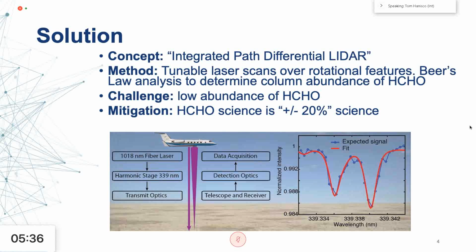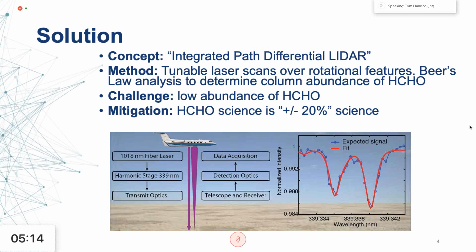The challenge in this method, besides the technology, is the low abundance of formaldehyde. But the mitigating factor is that formaldehyde science is what I call plus or minus 20% science. You only need to know formaldehyde roughly in order to do good science. You don't need this experiment to be perfect. You just need it to work.